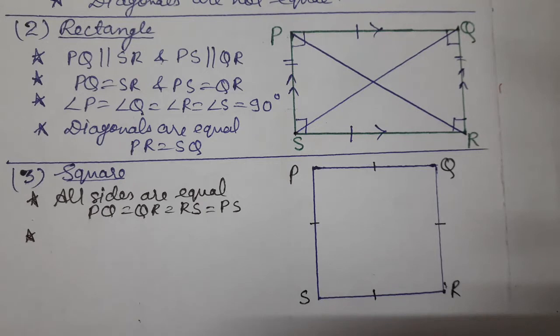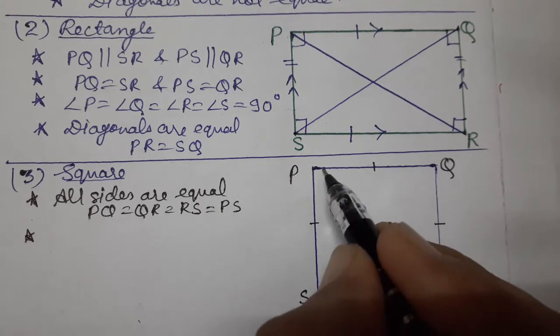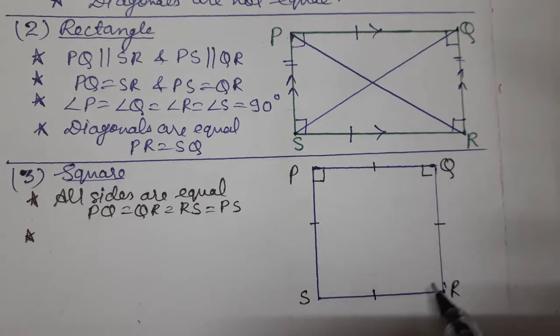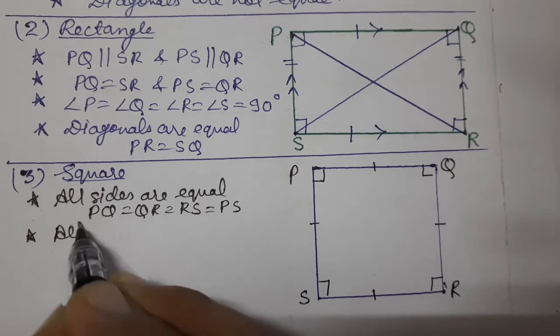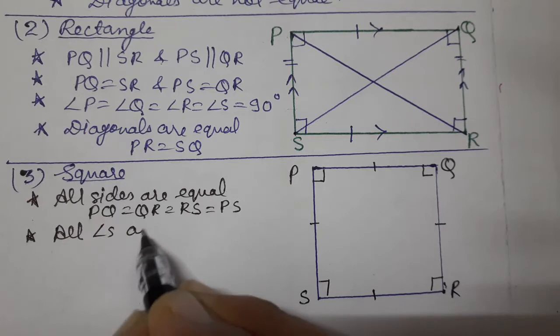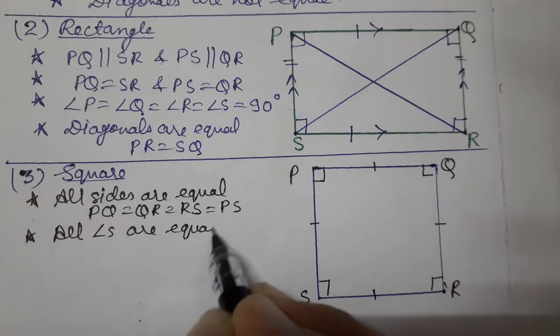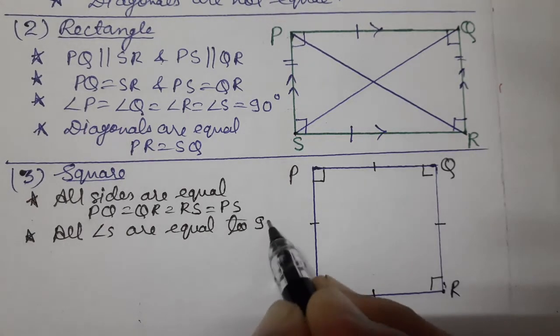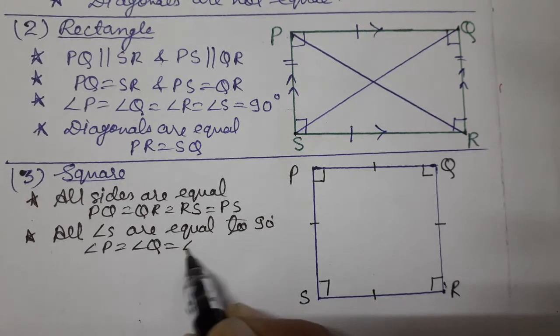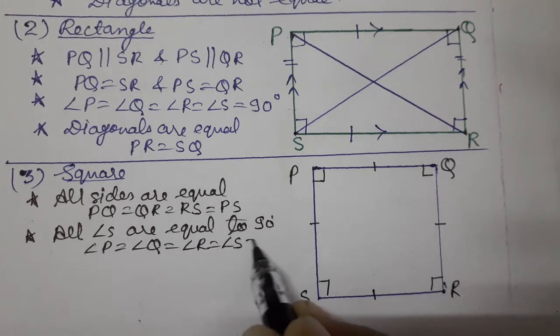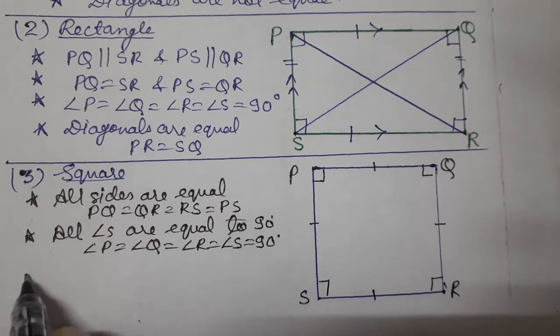Secondly, we can check angles. Yes, all angles are 90. Here also all angles are 90. So all angles are equal to 90 degrees. So angle P equals angle Q equals angle R equals angle S, all are 90 degrees.